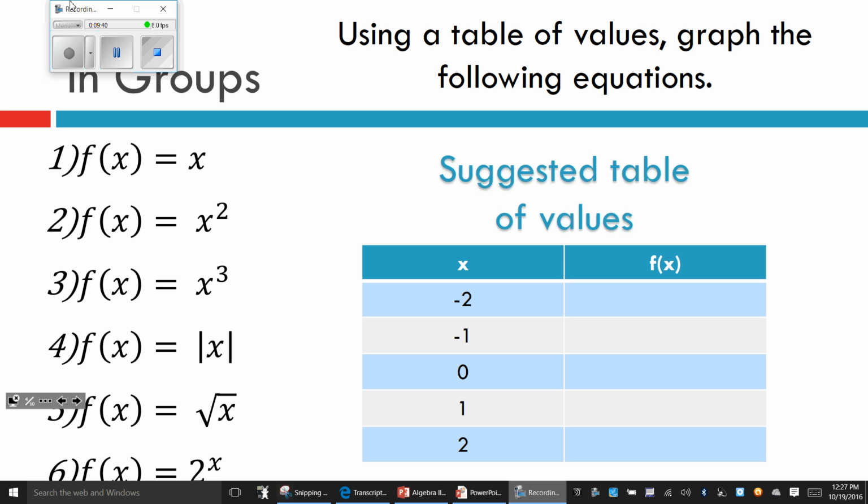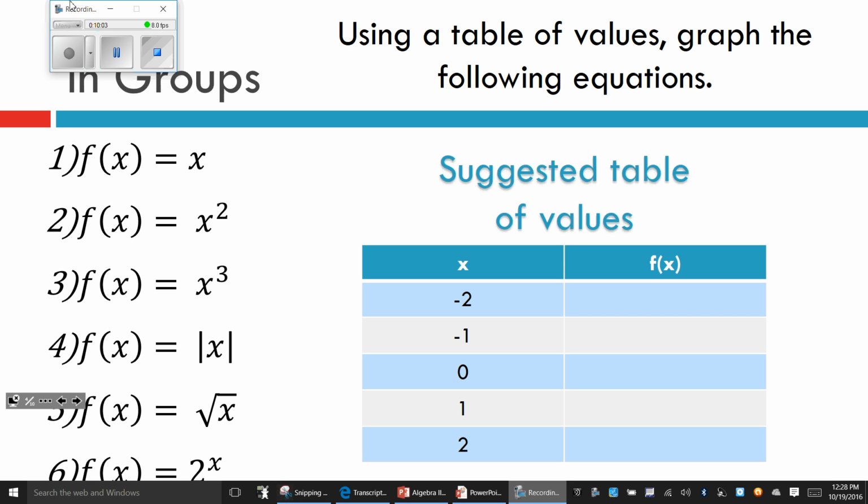Why would I suggest going from -2 to 2 on the x's? Well, I agree. That's 5 points. If you only did 2 points, that would only give you what shape? A line, right? Because these aren't just going to be lines, they might be curves. So you need more than just 2 points. So you need at least 5.